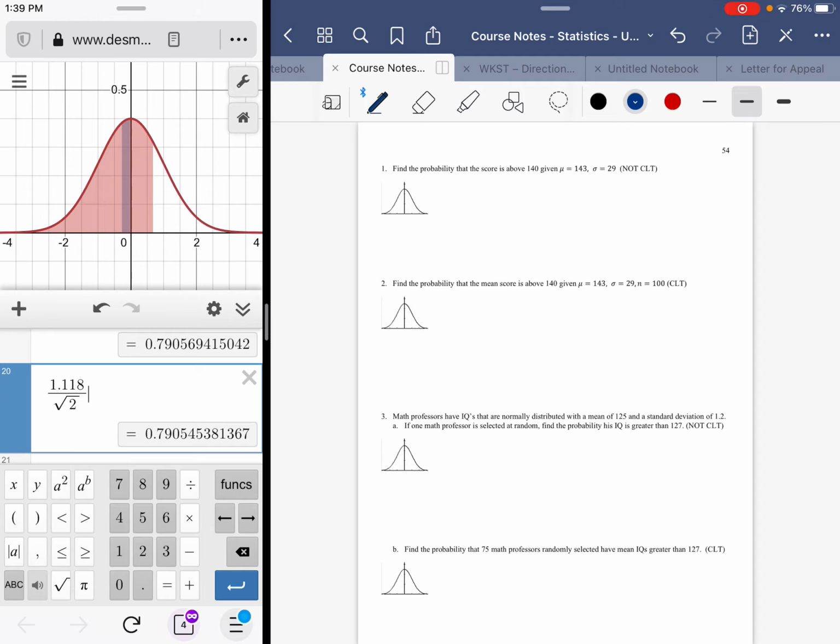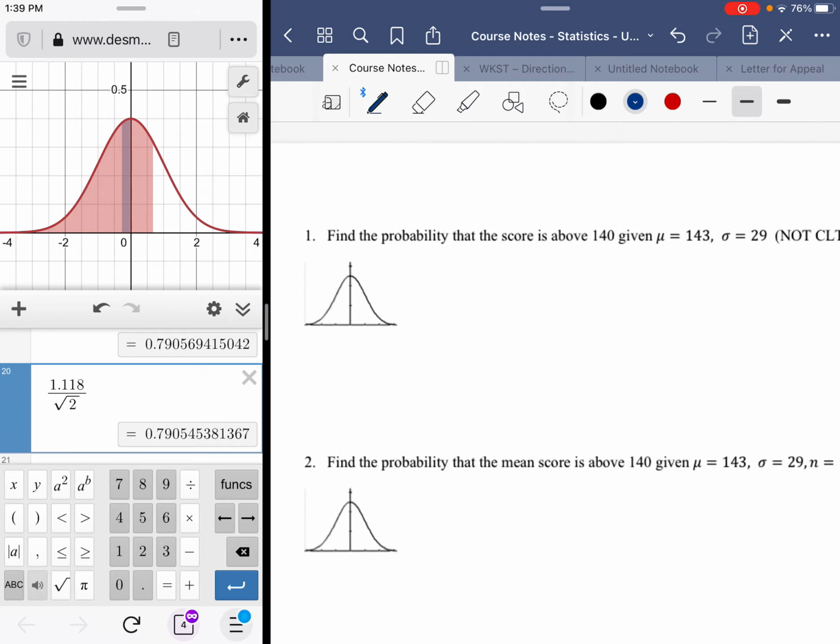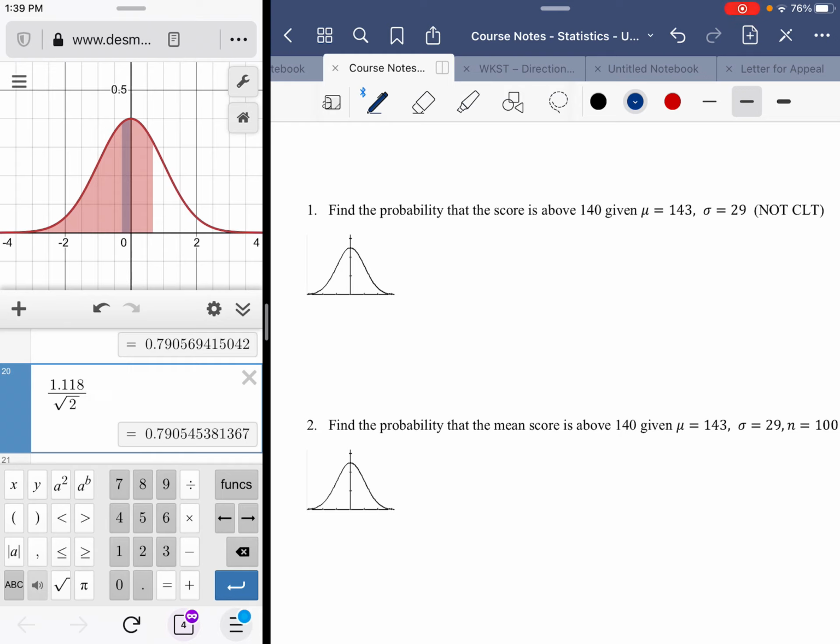All right, so number one, it says find the probability that the score, whatever the score is, is above 140, given that the mean is 143 and the standard deviation is 29. All right, so we would find the z-score of 140, which would be 140 minus 143 over 29.